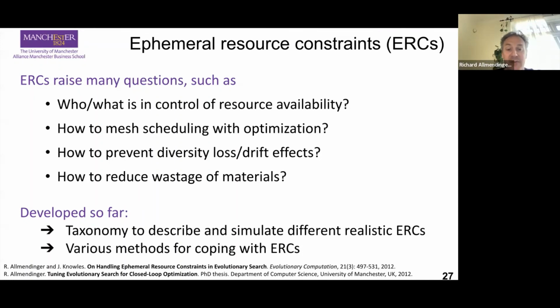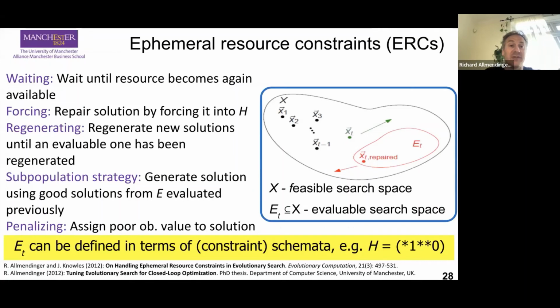It's a new problem. We came up with a taxonomy, and we came up with various methods to deal with these ERCs. Here are some very simple methods. The simplest one is probably just waiting until the resources become available or until that machine is fixed. But as you can imagine, if you have to arrive at an optimal or near optimal solution in a given time frame, waiting isn't the best approach. Maybe you can do forcing. For example, if a particular drug you need isn't available, then maybe you use a different drug that is available. You can also regenerate a solution until you have one that can be done given the available resources.